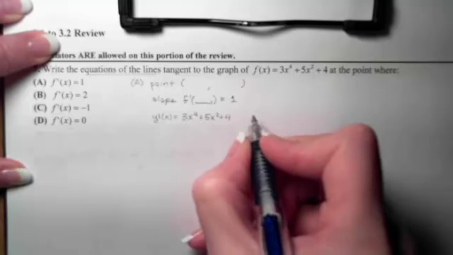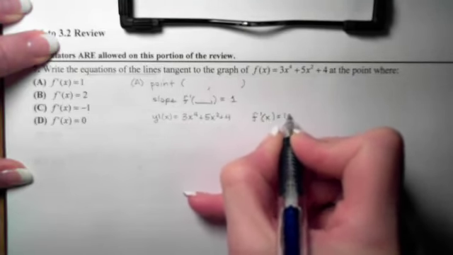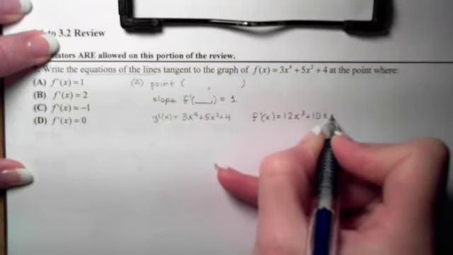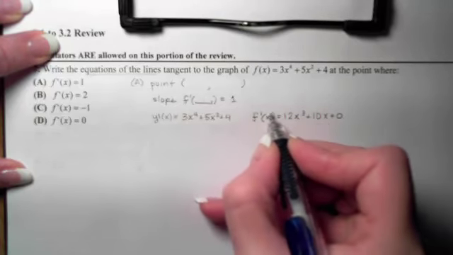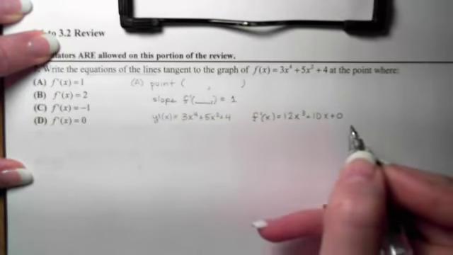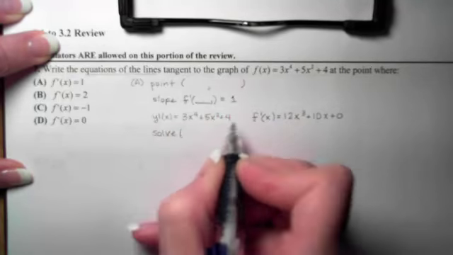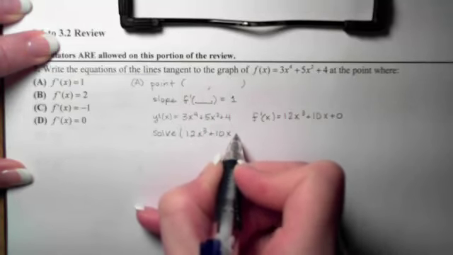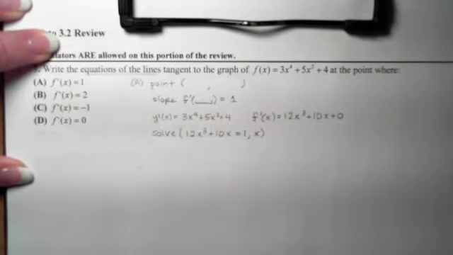So to begin with, let's take the derivative. f prime of x will be 12x cubed plus 10x plus 0. So I need this to equal 1. So on my calculator, I'm going to solve for when 12x cubed plus 10x equals 1, and I'm going to solve that with respect to x.